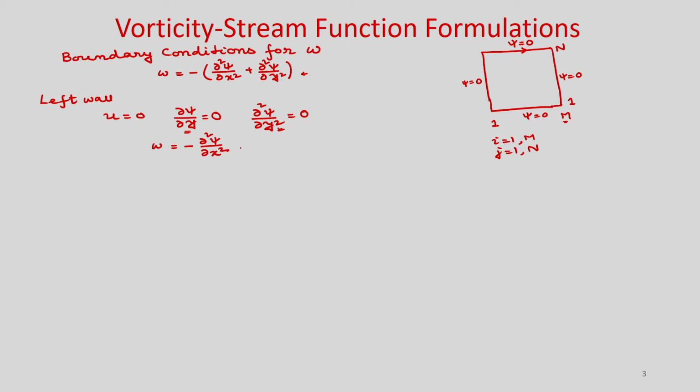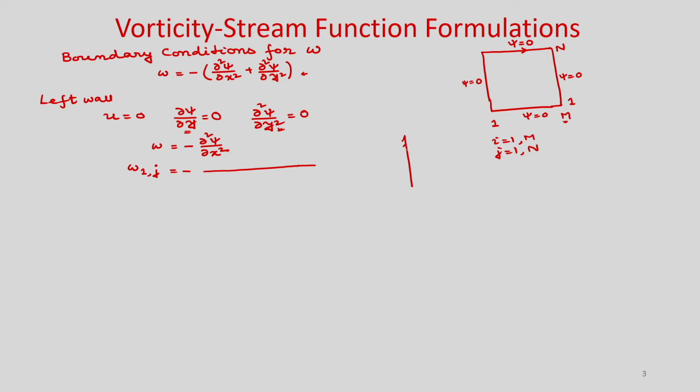So, now you can write omega for which wall? Left wall, where I is equal to 1 and j will vary. So, omega 1 j, with j varying from 1 to n, will be minus the second derivative. You discretize using the central difference method.